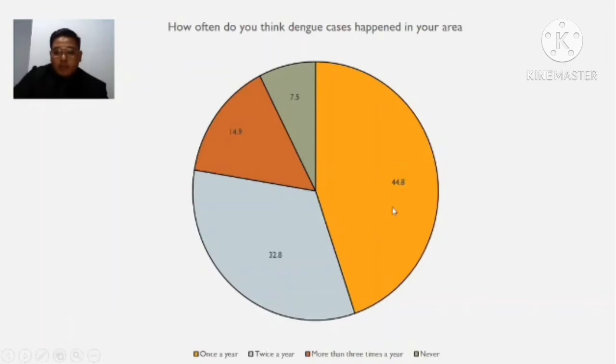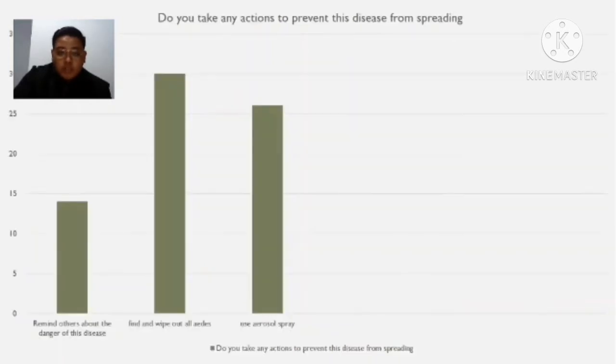So if you can see 44.8%, if we had a total of 60 respondents and we convert 44.8%, it will be like 30 students from 60 answered once a year, and then 21 students answered twice a year, and then 9 students answered more than 3 times a year, and 5 students answered never had a case in their area. So this is for the first question, and then we move on to the next question.